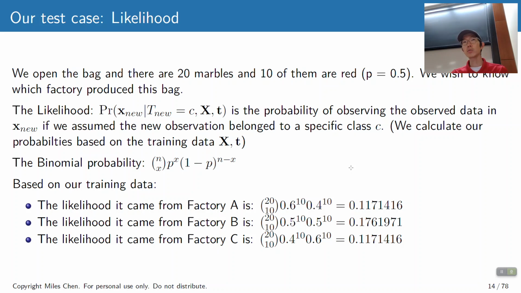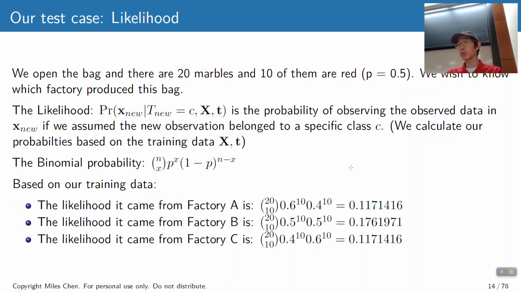Okay, so we ask, could the bag we have, could it have come from factory A? Could it have come from factory B? Or could it have come from factory C? And the answer is technically all 3 of these factories could have produced a bag that was 50% red.